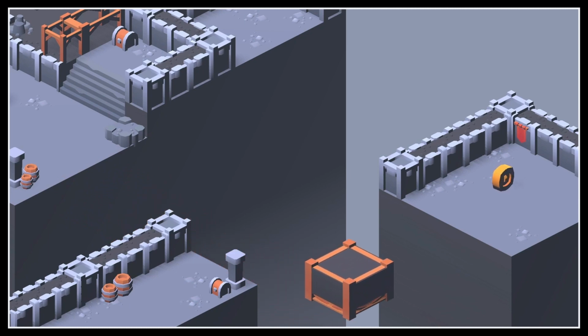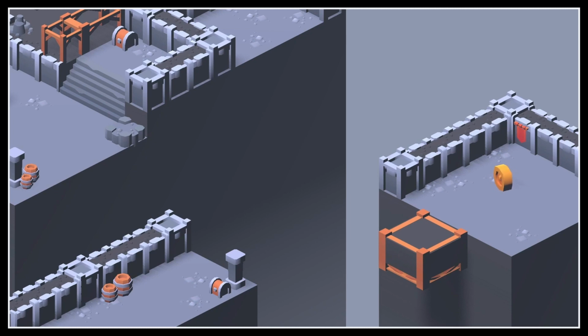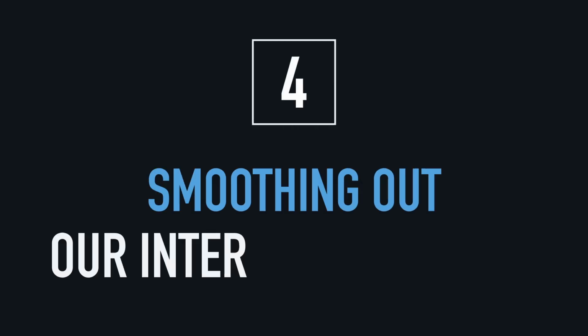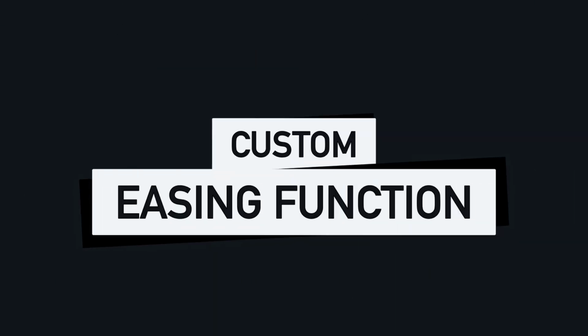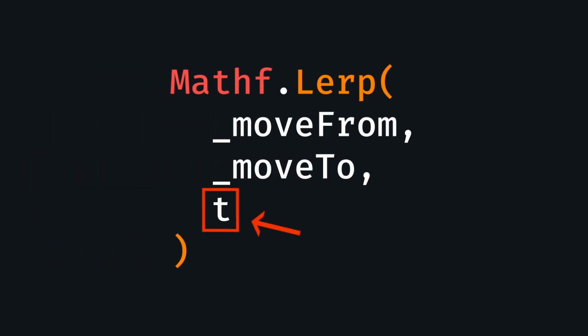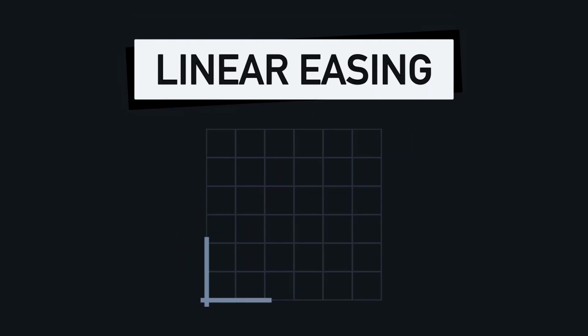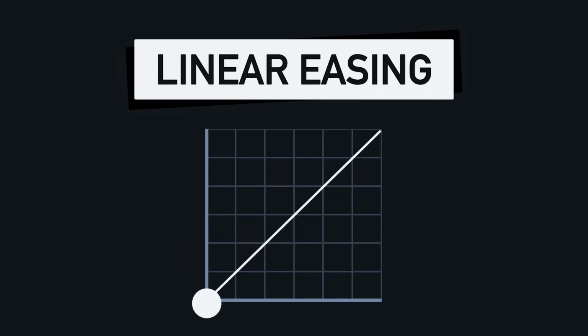But of course, this brutal stop is not very natural. Ideally, we'd like for the platform to slow down as it reaches the waypoint. To make our movement smoother, we are going to boost our interpolation system with what we call a custom easing function. For now, because we are looping using our t-value as is, we have a linear movement. This means that our object has no accelerations or decelerations during its movement. It just starts and ends at the same average speed.